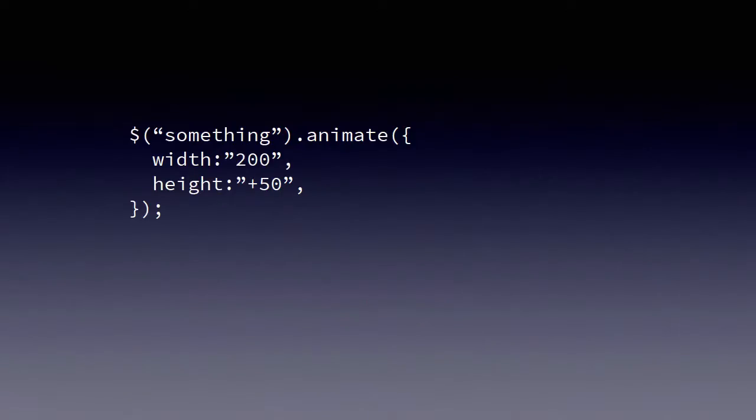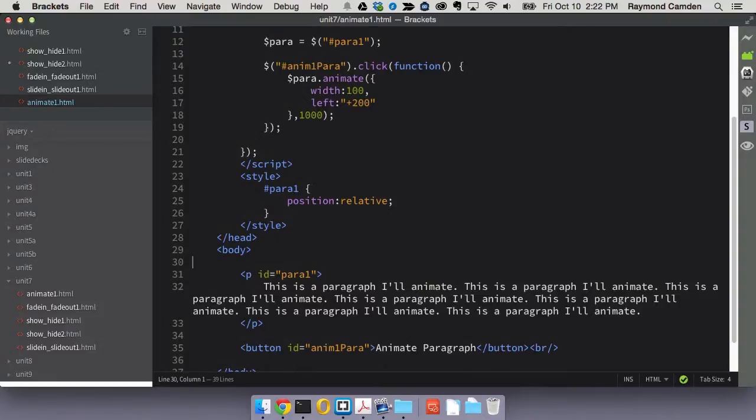Here's an example of animate. In this case, I specified two properties, width and height. When jQuery runs this, it'll take the thing that matches that selector and it'll animate a change of width to 200. And it'll also animate a change in height to plus 50. Let's look at an example of this. So I have a paragraph. In this case, it has a few simple sentences. And I have a button that I'm going to use to fire off my change.